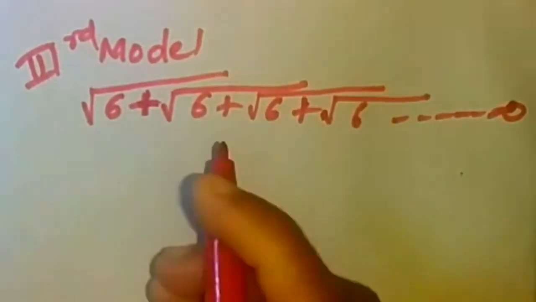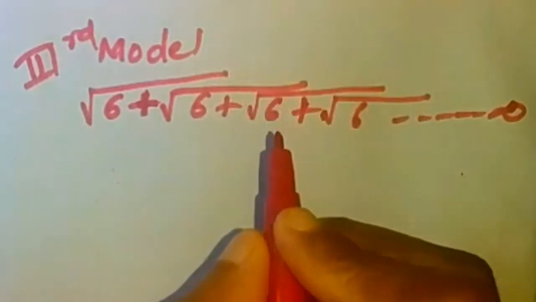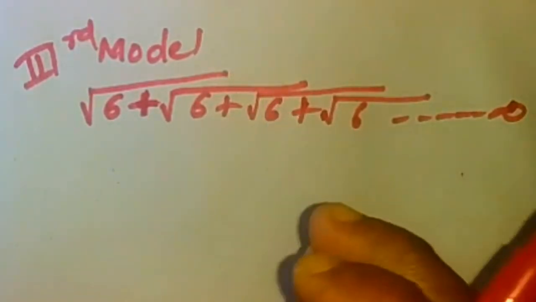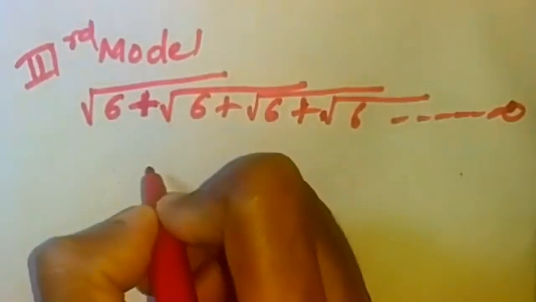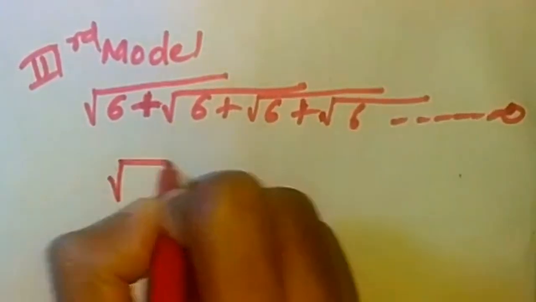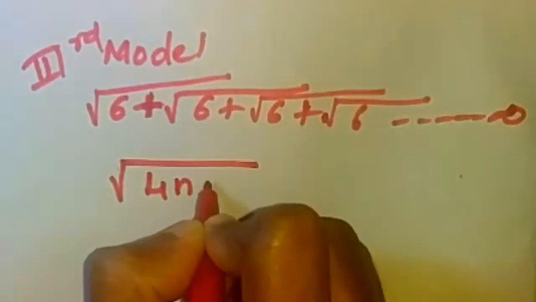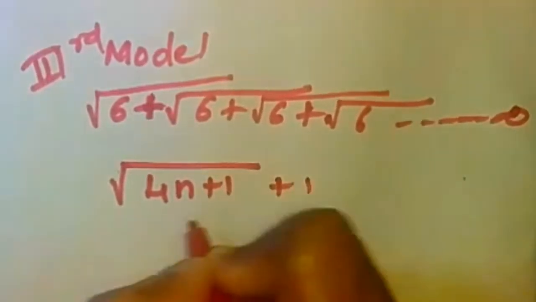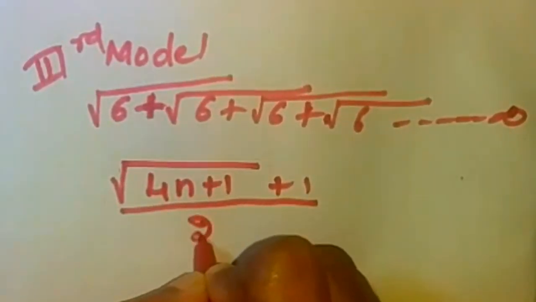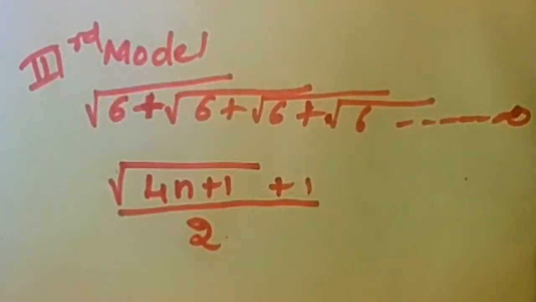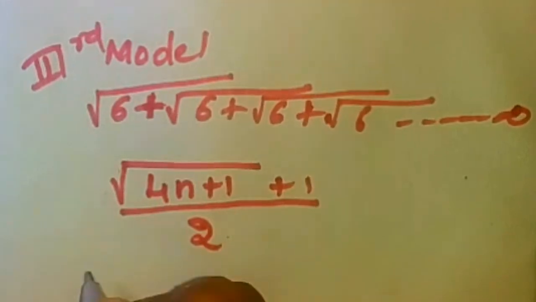Now let's see how to solve. Firstly, I'll tell the traditional method and then I'll explain the shortcut. Listen carefully. The formula for this is under root 4n plus 1, divided by 2. Now, let's see how to solve this.